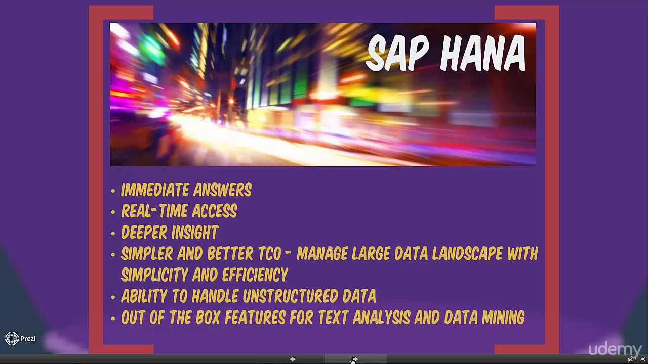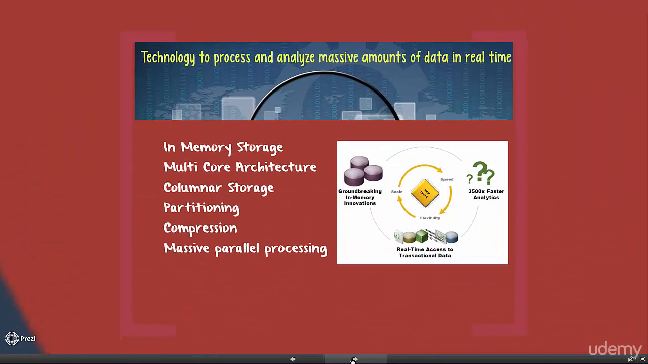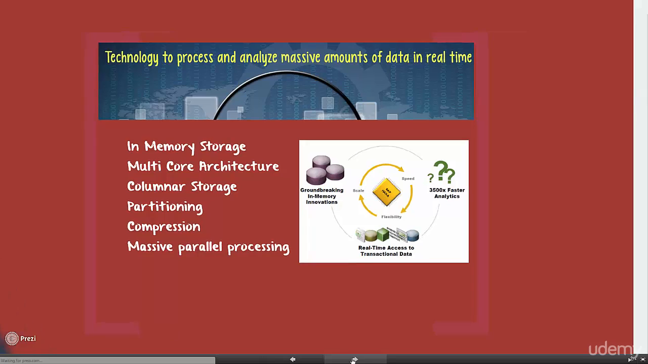Since we are cutting down on the different copies of data and the silos of data, this leads to a lower TCO. We can handle unstructured data in a native way, and HANA has out-of-the-box features for text analysis and data mining. Let's take a look at what features and innovations HANA has. So in a snapshot, these are the different innovations which HANA comes with, namely in-memory storage, partitioning, compression, multi-core architecture, and massive parallel processing. Let's take a look at what these innovations are about.